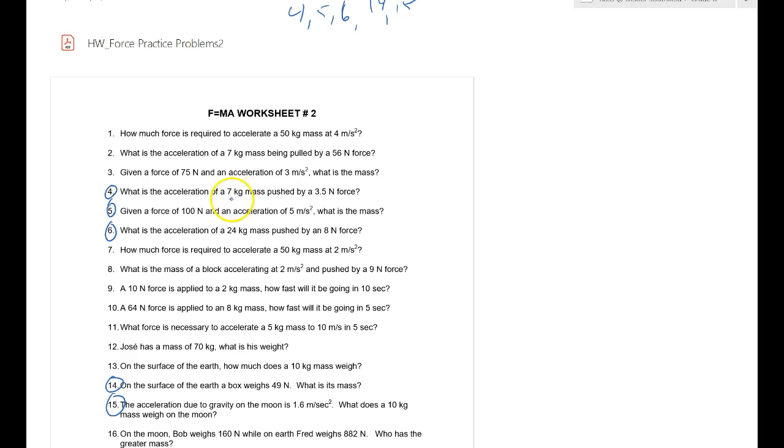So we've got a 7 kilogram mass being pushed by a 3.5 Newton force, so we're going to set that up. So 3.5 N equals 7 kg times the acceleration. We're going to divide by 7 and divide by 7. We're going to get an acceleration of 0.5 meters per second squared.